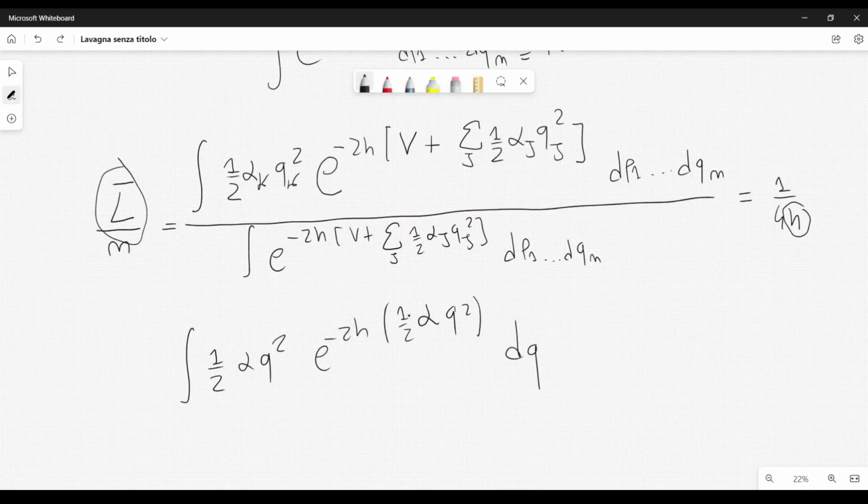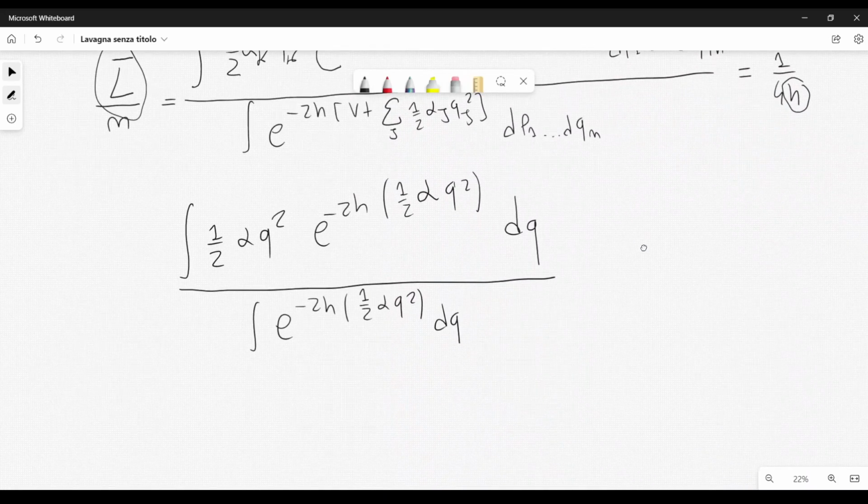And the only meaningful integral is this one divided by the integral of e to the minus 2h 1/2 alpha q squared dq. All the other integrals will simplify, and we are only left with this, and we have to integrate over momenta from minus infinity to plus infinity here as well. And if we find the result of this ratio, we will get the result of the ratio above as well, and we will find this to be equal to 1 over 4h.